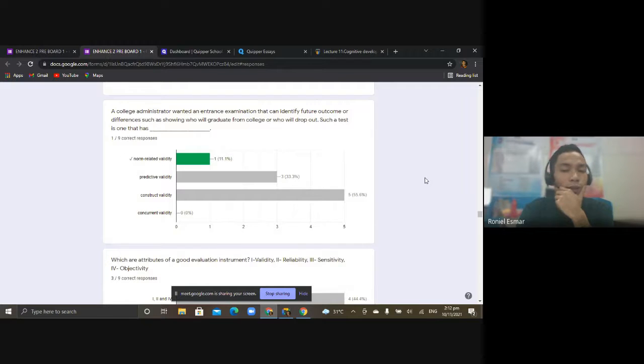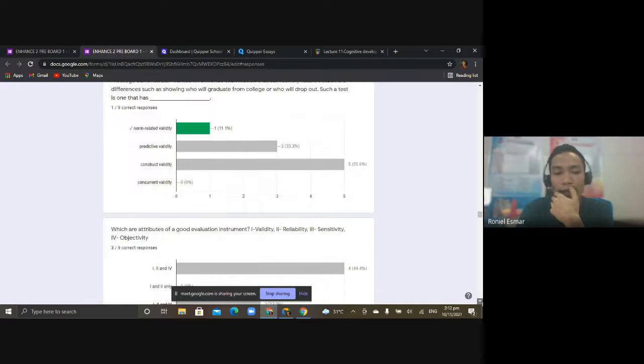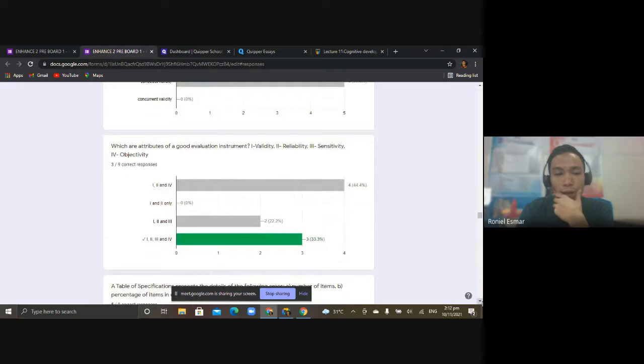So that's why the correct answer for this item is norm-related validity, or letter A. Next, which are attributes of a good evaluation instrument? Is it validity, reliability, sensitivity, and objectivity?